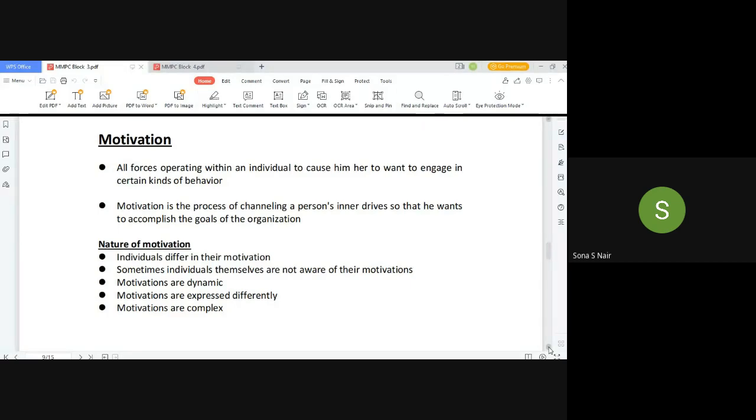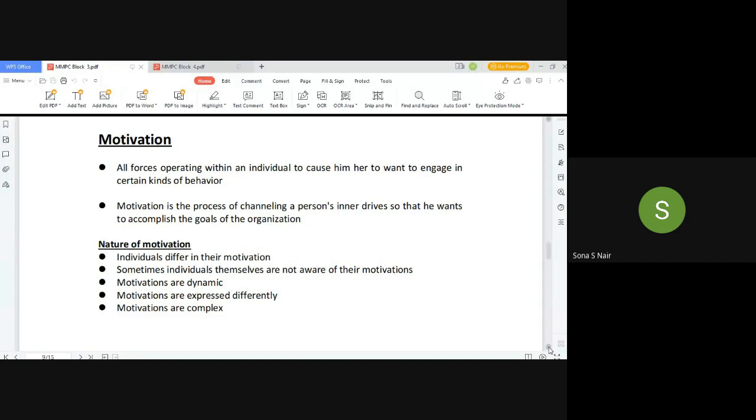Secondly, even if people have the same motivations, the same goals, motivations may be expressed differently. Some people might, for example, if you want to achieve a positive goal, it would be some kind of positive thing which you want to achieve in life.